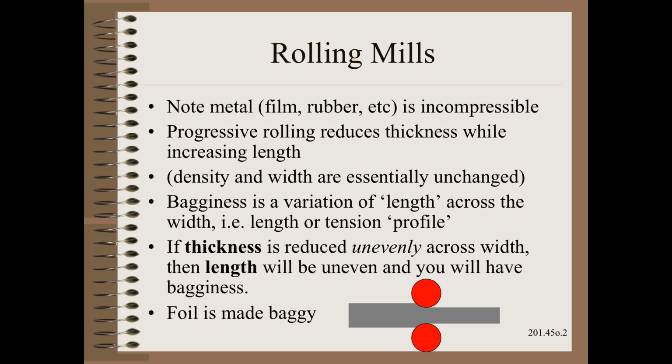The next thing you need to know we learned in our Web 101 class. That is, bagginess is a variation of length across the width. Therefore, if thickness is reduced unevenly, then length must be created unevenly, hence bagginess. So, while most baggy materials are made flat but have an uneven thickness profile that is stretched into bagginess upon winding, foil and sheet metal can be made baggy at the point of manufacture and do not need winding to make it worse.